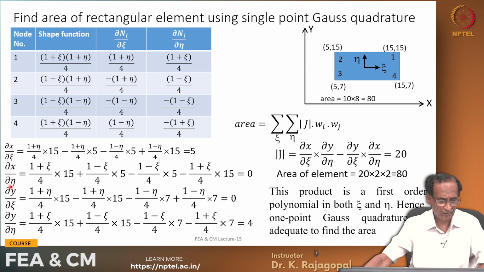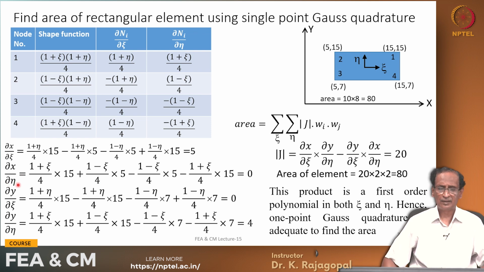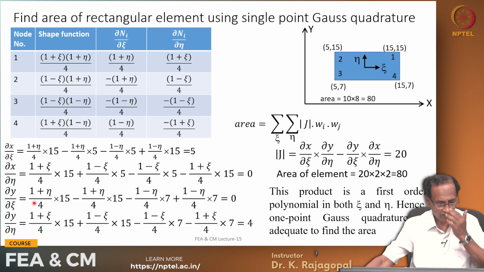So dou x by dou eta, the variation of x along the eta direction, is 0. That is what we can see from this figure itself. And similarly dou y by dou xi, we get it as equal to 0. That is the variation of y along the xi direction. That is constant because this element itself is a rectangular shaped element. And dou y by dou eta, that is the variation of y with respect to eta, is coming out as 4.